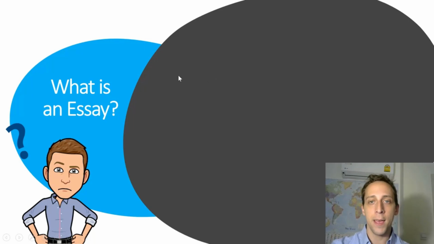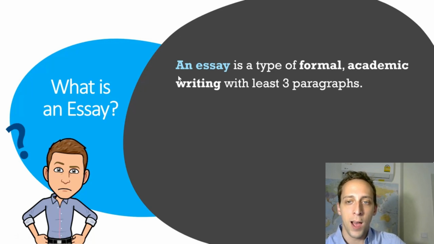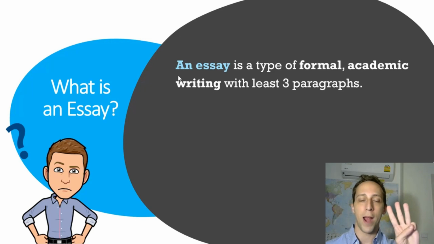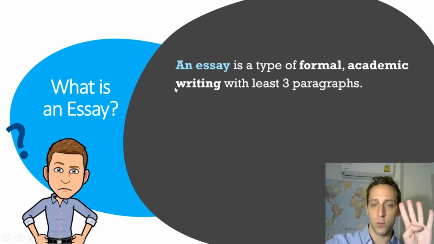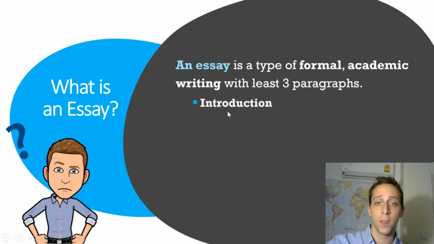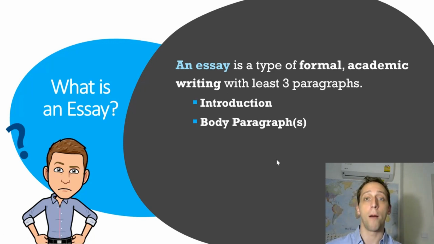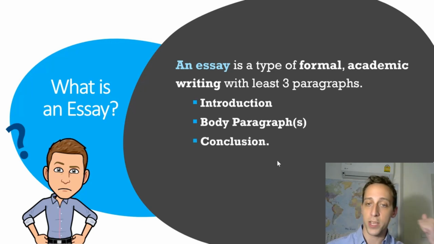So what is an essay? Let's start there. When we use the word essay, we talk about a type of formal academic writing with at least 3 paragraphs. Usually the most common type will be 5 paragraphs for an essay, but for our class, we're doing 4. There will be at least 3 sections. The first is an introduction. Then you will have at least 1 body paragraph. For our class, it will be 2, but another common one is 3. And then a conclusion. Those are the 3 parts: introduction, body paragraphs, and conclusion.